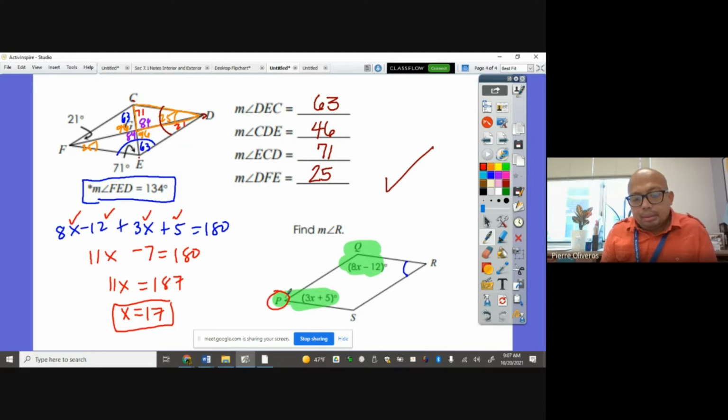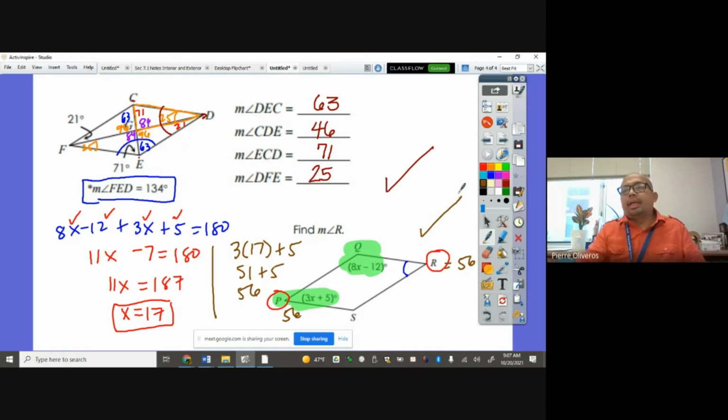We will plug in 17 to angle P, because P and R are opposite angles, so they're going to be equal. So 3 times 17 plus 5, this will be 51 plus 5 is 56. So angle P is 56, and likewise your angle R is 56 degrees. There you have it. And that's how you apply the properties of parallelogram. As always, kaboom.